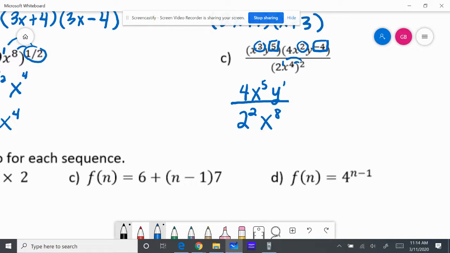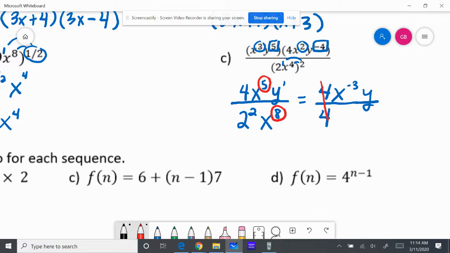Okay. Now we're going to continue simplifying. So we have a 4 on top. Now the x's, this 5 and this 8, you're going to have to subtract. So that turns into x to the power of negative 3, y. And then in the bottom, 2 to the second power is 4. Okay. And then we're going to finish it up in the next step.